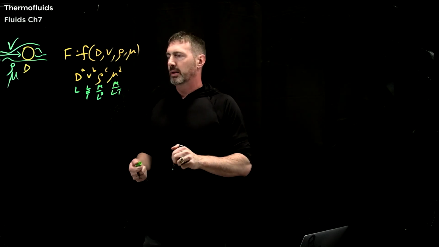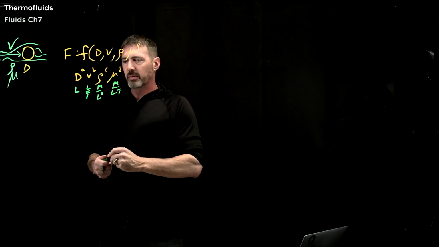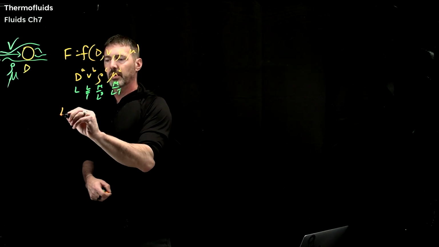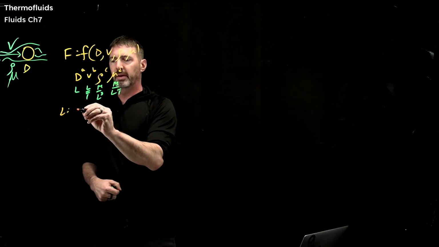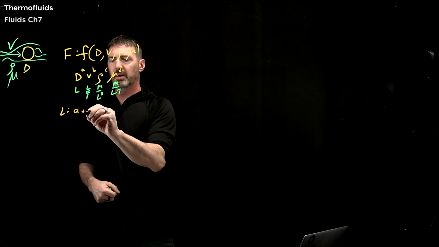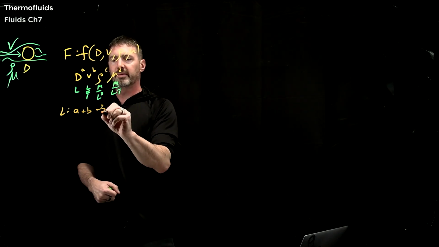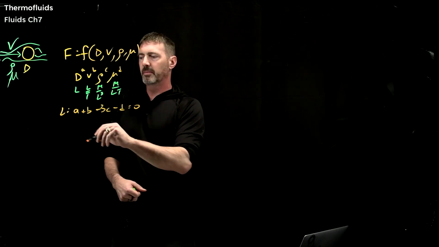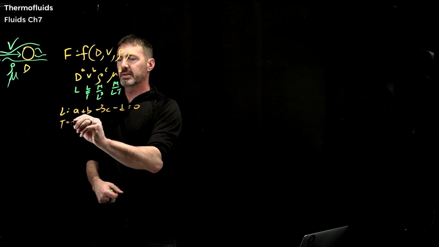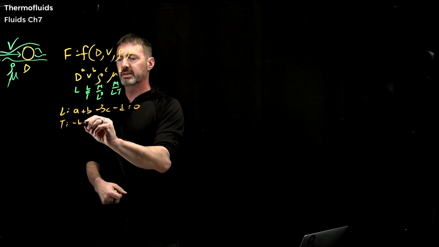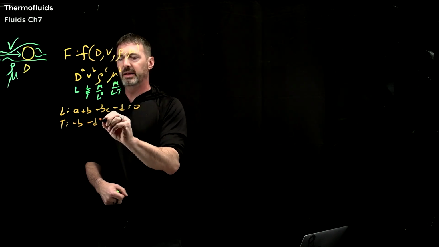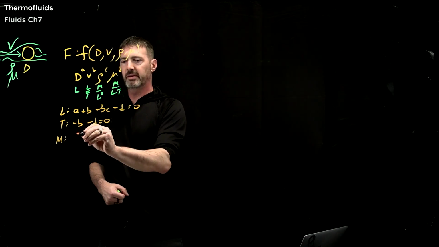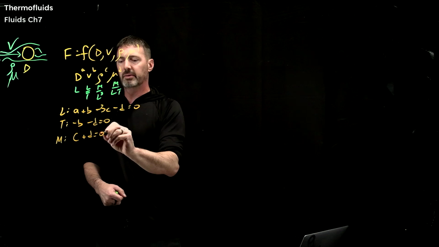Okay, and so what you would then say is, we're going to take a look at length. We'll just count this up. So we have a plus b minus 3c minus d, and for it to be non-dimensional, that would be equal to 0. And then time, if you do that, you'd have minus b and minus d equal to 0. And then your mass: it's c plus d equals 0.